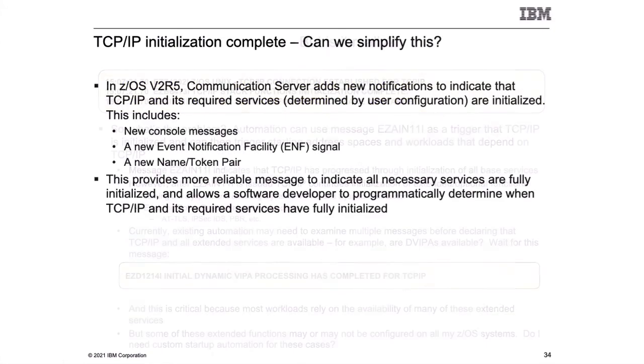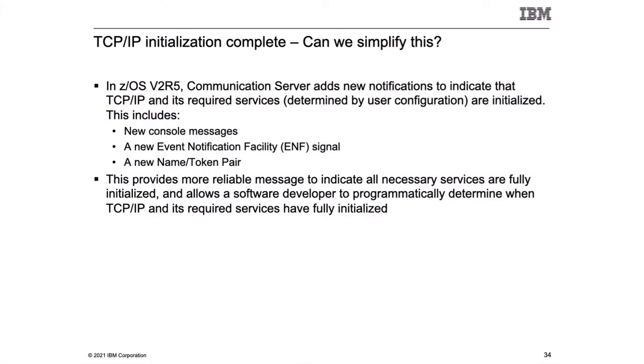So in V2R5, Communication Server simplifies this process by providing a new message to indicate all required network services based on your configuration are initialized. In addition, you can programmatically determine whether TCP/IP has completed initialization by either listening for a new TCP/IP stack up ENF or checking for the existence of a system-level name token pair that gets generated once TCP/IP has completed its initialization.